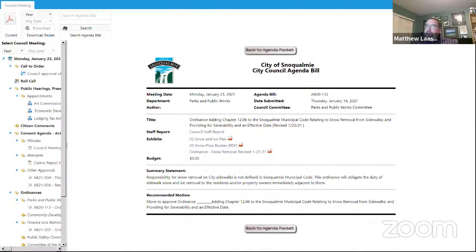Second. Motion and a second to amend as stated by Councilor Mayhew. Is there any discussion on the amendment? Councilor Holloway, go ahead.